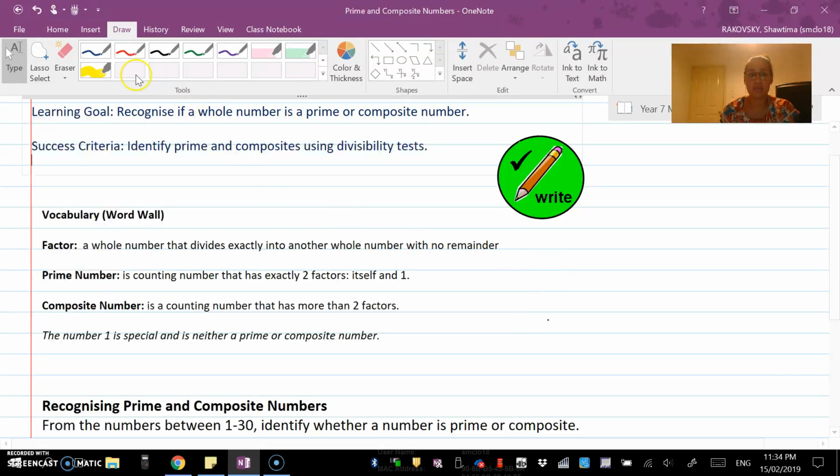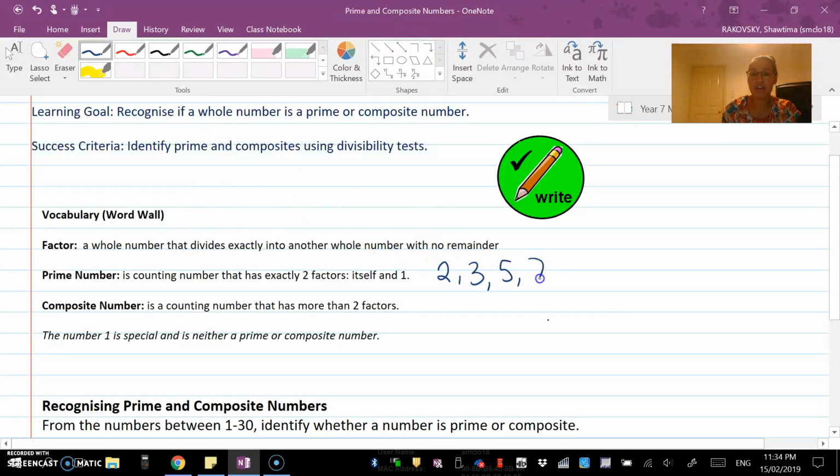So some examples, our first couple of examples would be 2, 3, 5, 7. 8 and 9 are not. 11, 13, 17 and 19. So they're our prime numbers between 1 and 20.